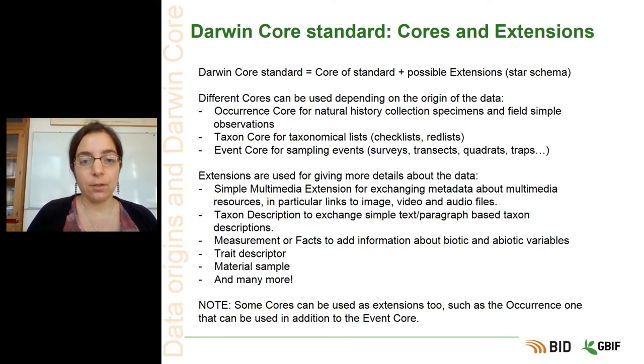As I was saying, you can use the occurrence core for natural history collection specimens and simple field observations, or the taxon core for taxonomical lists, such as checklist or web list. And finally, the event core is for sampling events, such as surveys, transects, quadrats, traps, and every protocol that you used in order to sample data in the field. And if you want to share more information about your data, you can use the extensions, which are used for giving more details about your data.